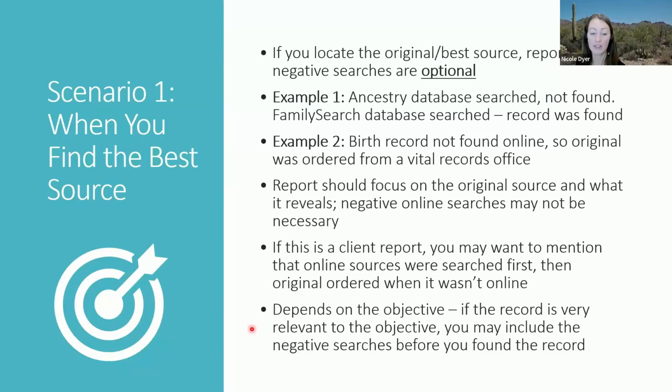So if your objective is really specific, like wanting to find the birth information of a person, and the first 4 places you looked for that birth information were negative searches, you probably want to document all 4 of those, or else your report will be really short because you only found it on the 5th search. So depending on your research plan, how many things you searched, and what you want to show in the report, it really kind of depends.